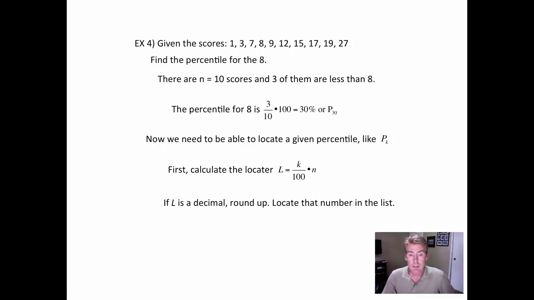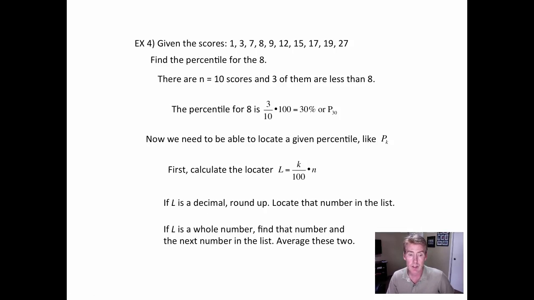Now, what if it's a decimal? If it's any type of decimal, say 3.2, that's telling you you've got to go to the 3.2 person. So you go to this one, and then this one, and then this one, and a little bit past. But you definitely have to go past the 7. That means you're going to go to the 8. So when this turns out to be a decimal, whatever it is, you round up to the next biggest number. Even if it said 3.01, you round it up to 4 and go to the 4th number in the list.